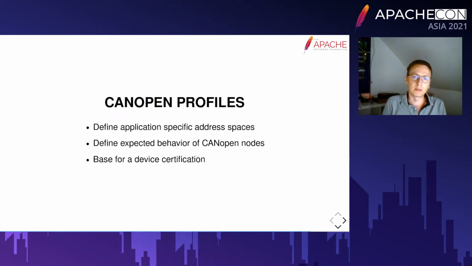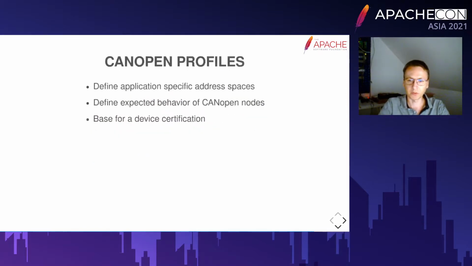Using the CANopen object dictionary plus specific addresses, CAN in Automation defines profiles, and these profiles define additional pools of addresses, which can be used in specific devices or applications to build solutions. Quite often CANopen profiles also define the behavior of CANopen nodes, and these profiles are actually a base for device certification in certain domains.